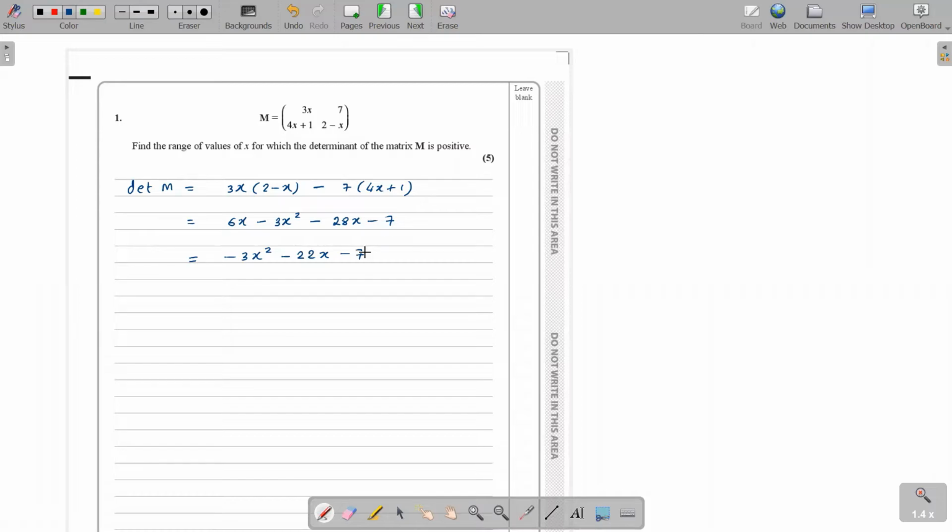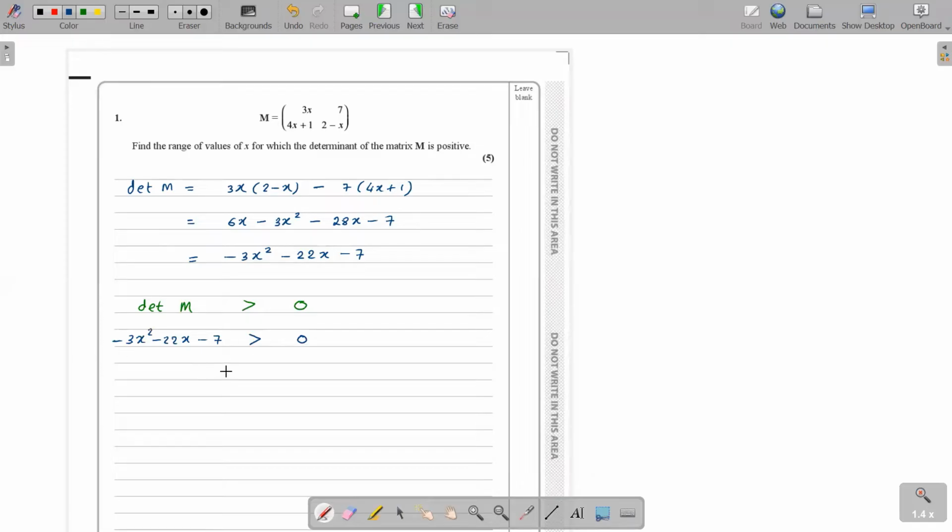So after you get this equation, they are asking you to find the range of values of x for which the determinant of the matrix M is positive, greater than 0. So we get the determinant M: minus 3x squared minus 22x minus 7 greater than 0. Is that okay? I think everyone is seeing the leading term is negative.